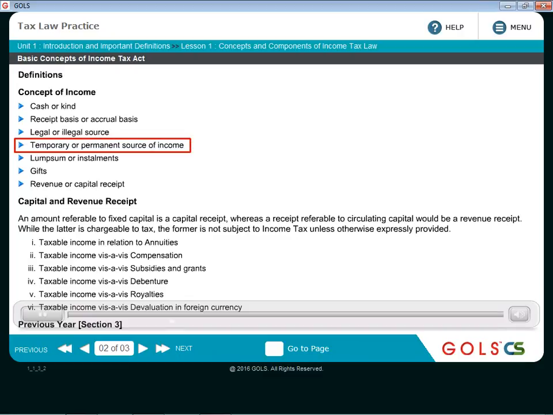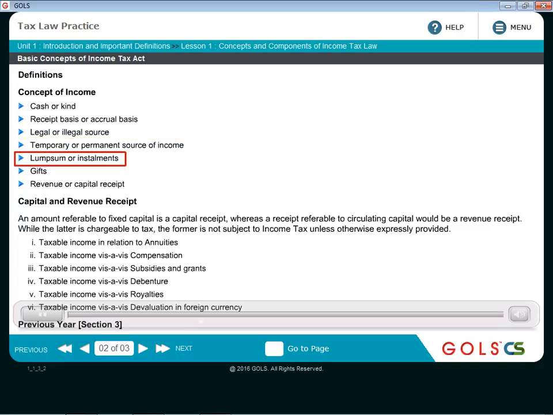Next is temporary and permanent source of income. It is not necessary that the person should have a permanent source of income. Even if the income is received from a temporary source, it should still be considered taxable income. For example, a person who is a chartered accountant participates in a singing competition and wins an award. That income should be considered taxable because he is getting income from a particular event. This income may be from a temporary source, but it is still taxable because both regular as well as irregular sources of income are taxable under income tax.